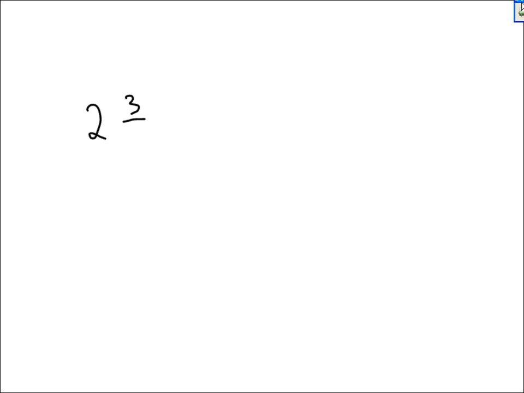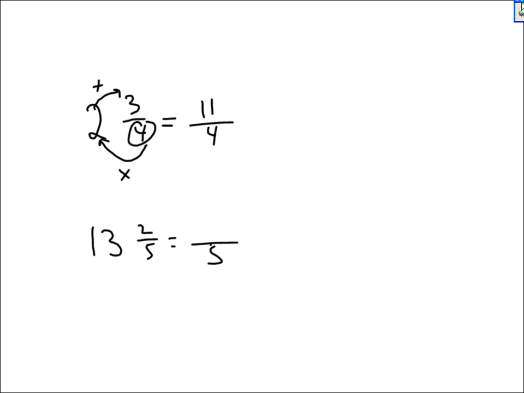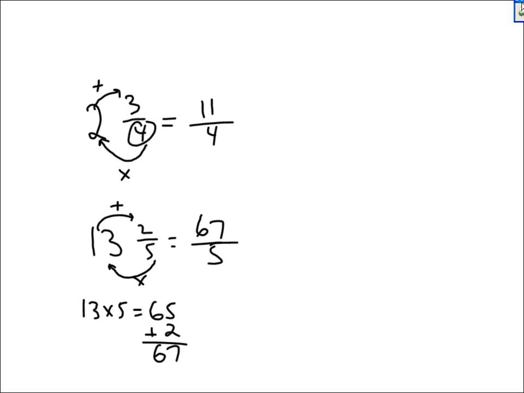2 and 3/4. Well, I know it's over 4. The denominator stays the same. 4. 4 times 2 is 8. Plus 3 more. 8 plus 3 is 11. Done. 13 and 2/5. Well, the denominator is still 5. What's the numerator? 13 times 5, which is 65. Work it out. And then you add 2. Plus 2. That's the numerator. 67 over the number 5.